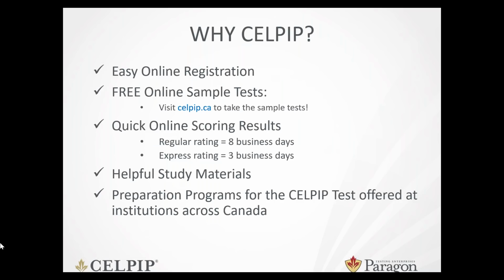So why CELPIP? Other than the spell check that we provide and test centers in multiple locations, why else would you choose CELPIP? First of all, there is a very easy online registration. You'll be able to register for the CELPIP test 24 hours a day, 7 days a week in the comfort of your own home or at work on our website at www.celpip.ca. You can even register in your pajamas if you'd like. So you don't need to go anywhere to register. It takes about 10 minutes out of your day to register for the CELPIP test.